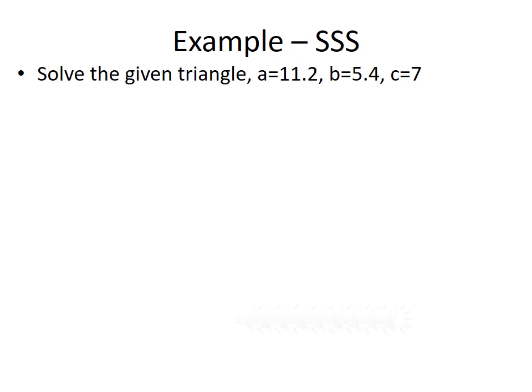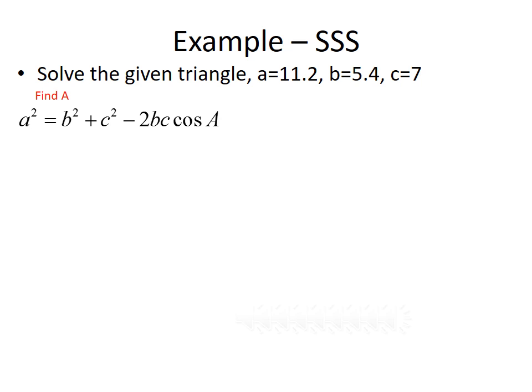Let's do one last example where we look at a side-side-side triangle. So we want to solve the given triangle if side A equals 11.2, side B equals 5.4, and side C equals 7. Now again, since all three versions of the law of cosines deal with A, B, and C, we can really pick any one that we want depending on what we want to find. So let's start by finding capital A.